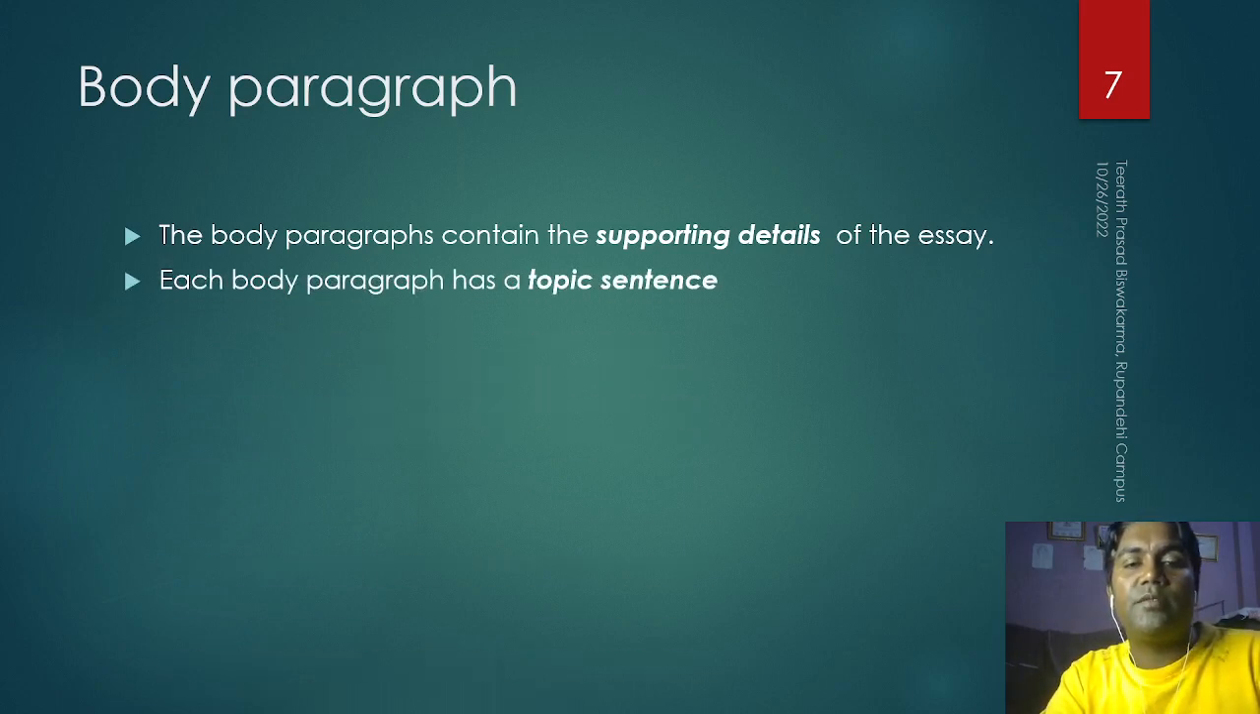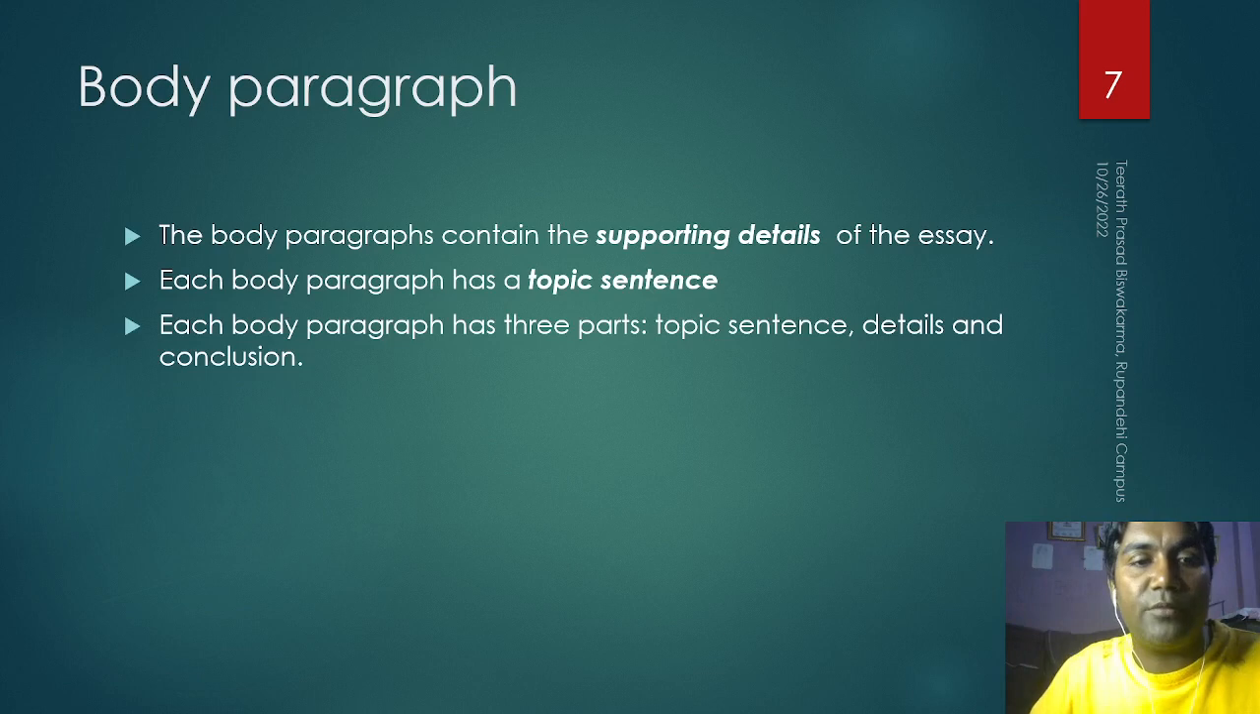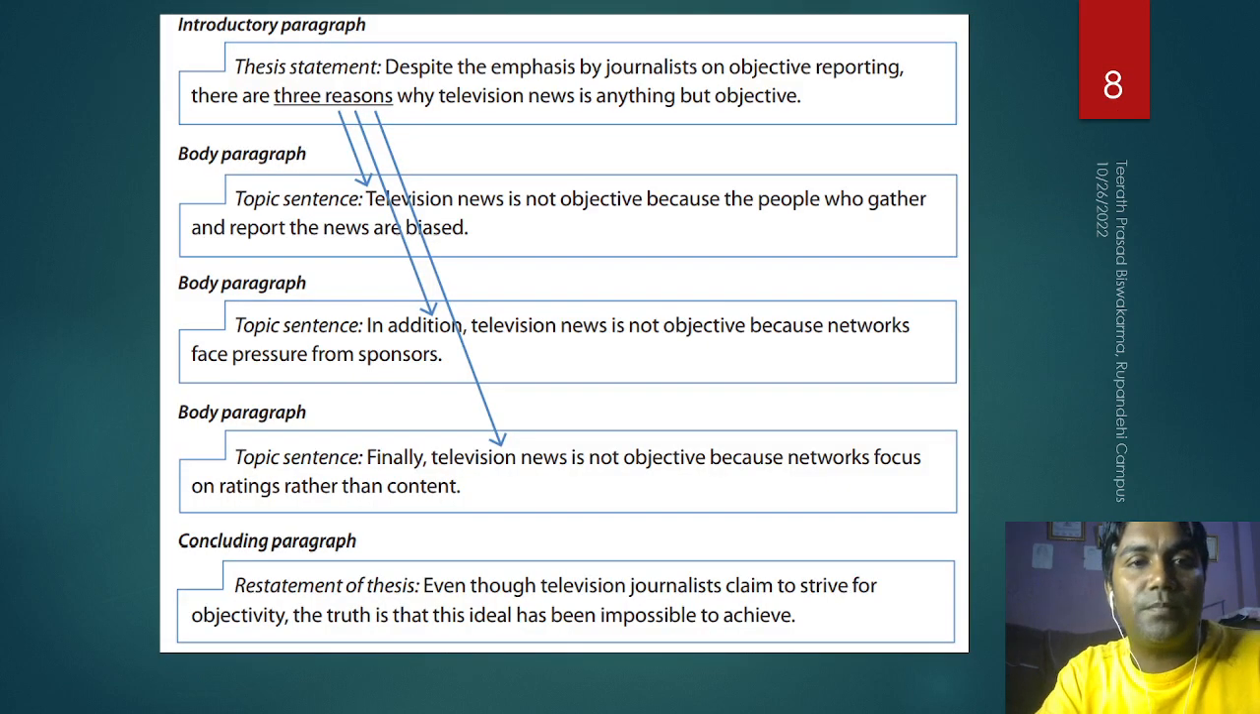Each body paragraph has a topic sentence, each body paragraph has details, and each body paragraph has a conclusion. So a body paragraph has three things in its structure, you can say. The first is called the topic sentence. The rest of the sentences would be the details of the topic sentence, and the final sentence of the paragraph would be the conclusion. So in every body paragraph we must have three parts: topic sentence, details, and conclusion.